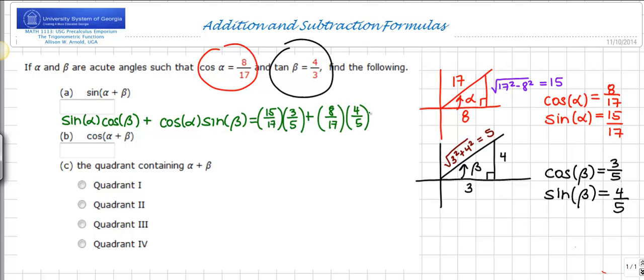Now you do have access to a calculator, but nonetheless, when you have these small boxes in WebAssign, the tendency is for you to have to put in a calculated value, and here I'd like for you to actually put in the fraction. So this is 45/85 plus 32/85, or a total of 77/85.